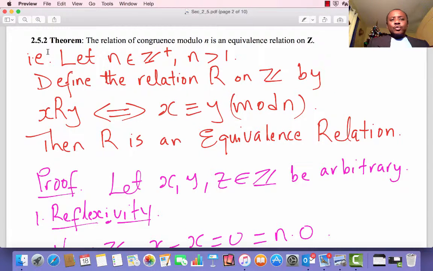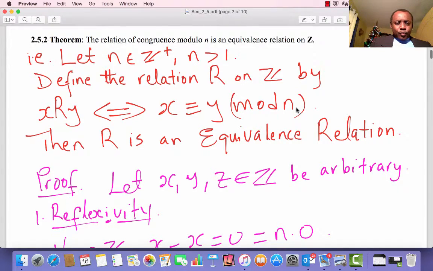Subsection 2.5.2 Theorem. The relation of congruence modulo n is an equivalence relation on the set of integers Z. That is, if n is in Z plus, n greater than 1, and the relation R on Z is defined by x related to y if and only if x is congruent to y mod n, then R is an equivalence relation. As a matter of fact, we've seen this before, but we dealt with x congruent to y mod 5 or mod 7. So for the first time, we are investigating this relation for an arbitrary positive integer n greater than 1.